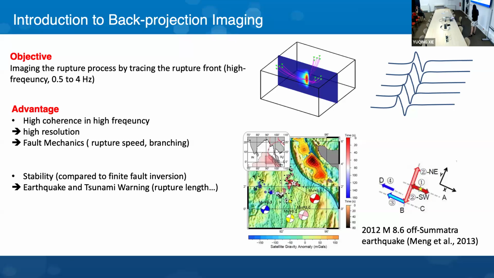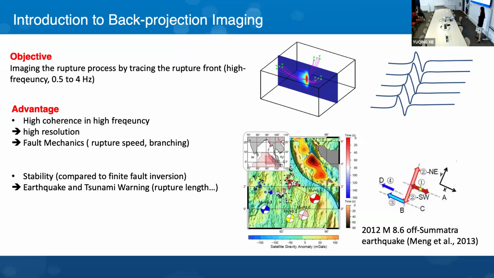The advantage is that it can use a very high frequency band signal, so it has very high resolution to describe the rupture process of a large earthquake, and so it can provide a lot of insight for fault mechanics. For example, this is the 2012 magnitude 8 Sumatra earthquake, and this is a back projection result.